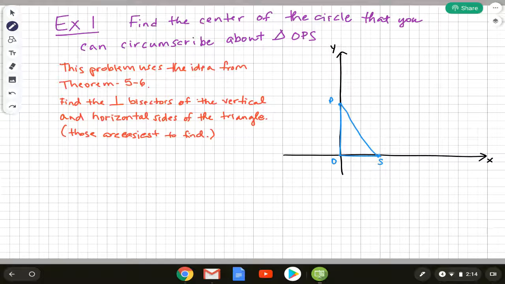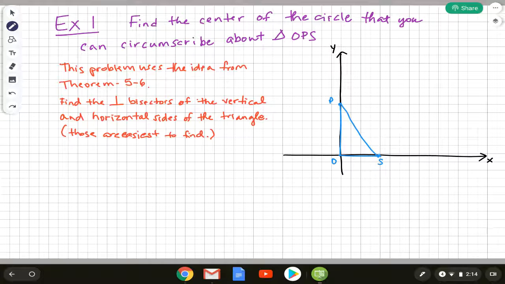So I went ahead and copied the picture of the triangle that was drawn. We've got it on a coordinate axis, and O is drawn at the origin, at 0, 0. And then I drew in P and S like they did. The P is 1, 2, 3, 4, 5, 6 up on the y-axis, and S is 4 over on the x-axis. So what they're asking me to do is find the center of the circle.